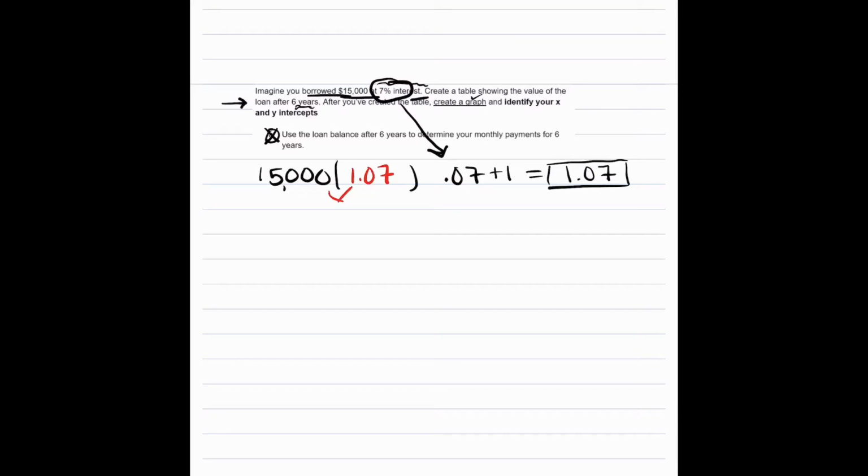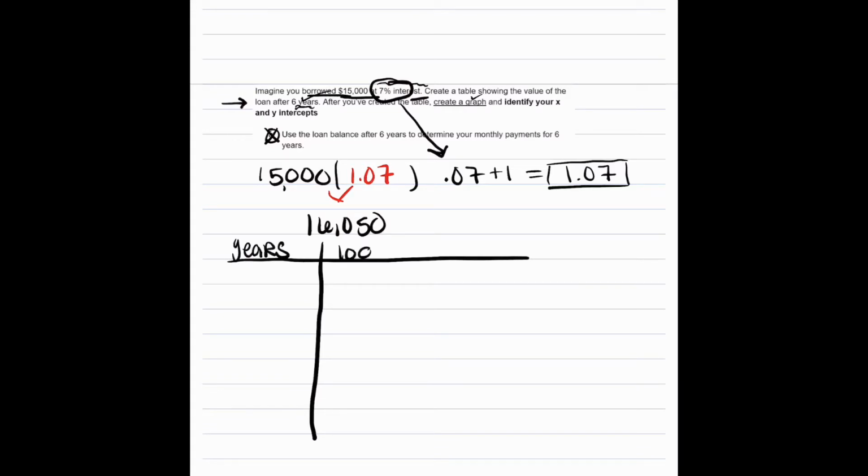Then you can go ahead and multiply that interest rate times your 15,000. 1.07 times 15,000. When you multiply those together, you do get 16,050. So this would be your loan balance after 1 year, and they want to know 6. So we're just going to go ahead and repeat that process. I'm going to start putting it on a table already. So this is going to be my years, and this is my loan.